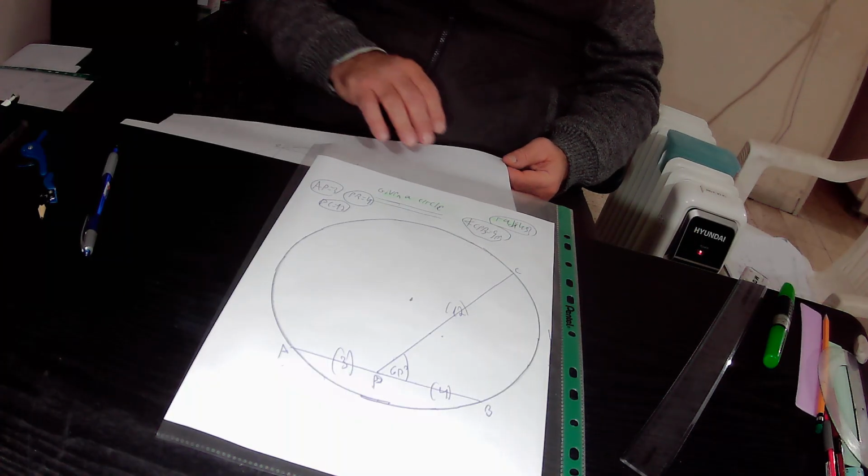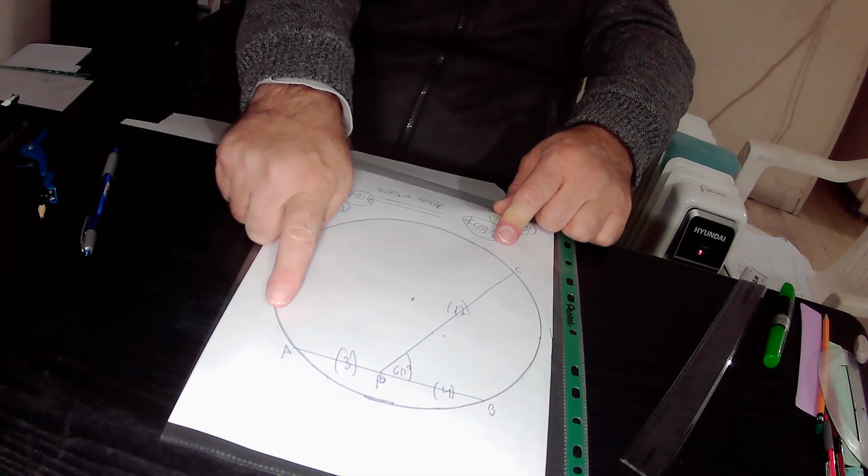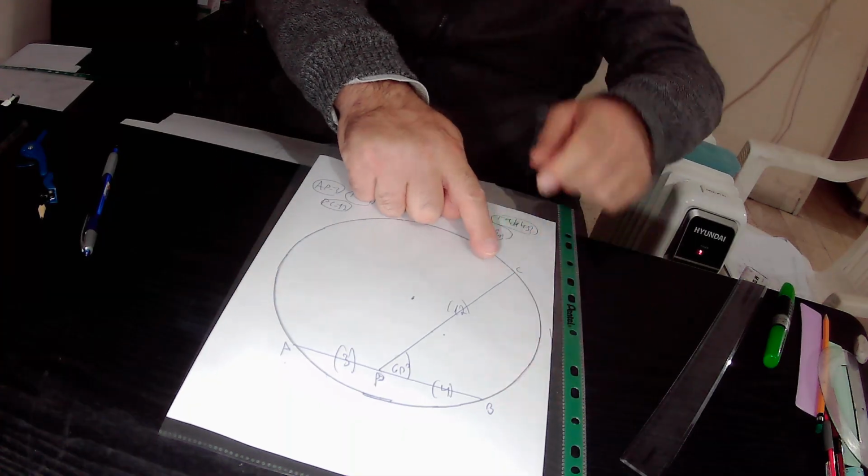In the next step, we join point C and A together by a straight line, and point C and B together by a straight line.